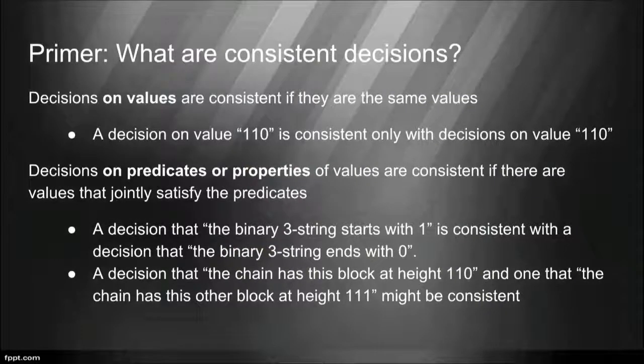And usually decisions are taken to be output by the consensus protocol or committed to by the nodes in the protocol. So, a decision on a value is consistent with a decision on a value if they're on the same value. To give an example, a decision on the 3-string 110 is consistent with a decision on the 3-string 110. Predicates are consistent if there's a value that satisfies all of them. So a decision that says the 3-string starts with 1 and a decision that says the 3-string starts with 0 are consistent because there's a string, for example, 110, that satisfies both.